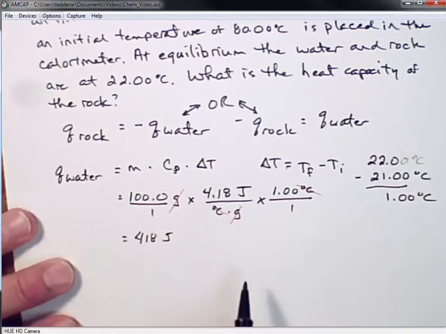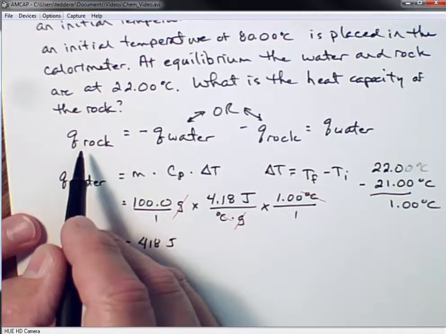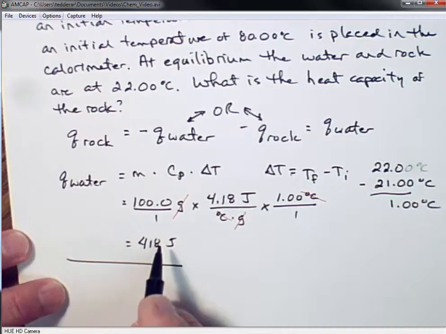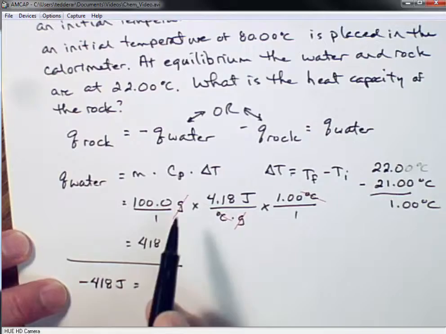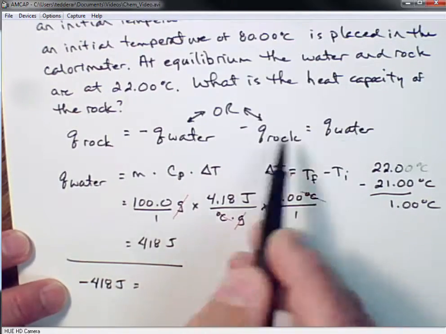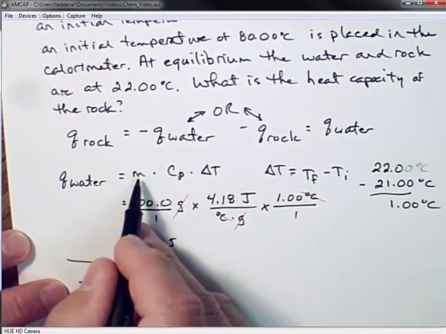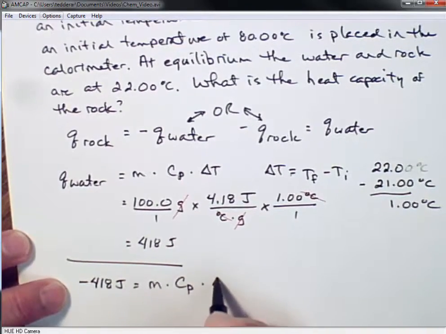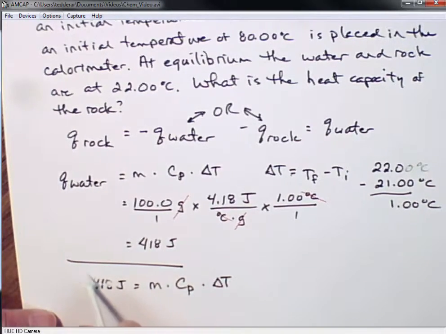Okay? Now then, what's happening with the rock? Well, the Q for the water is the negative of the Q for the rock. Okay? So let's change the sign here, and say negative 418 joules is equal to the Q for the rock. The negative of the water equals the Q for the rock, and the Q for the rock is going to be calculated with this same equation. Mass times specific heat times the change in temperature. I really should have written out Q here and then plug everything in. Let's do that.